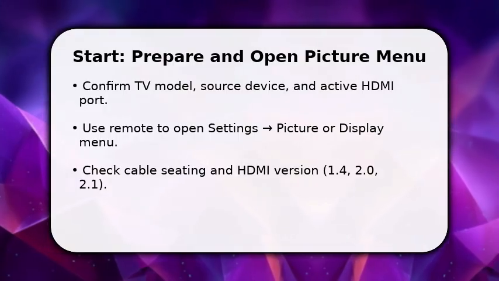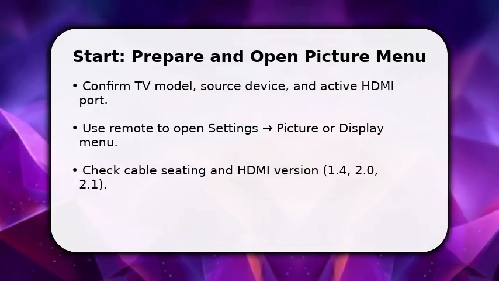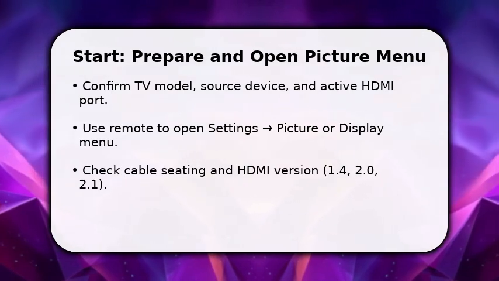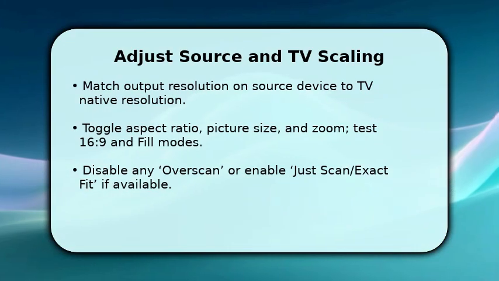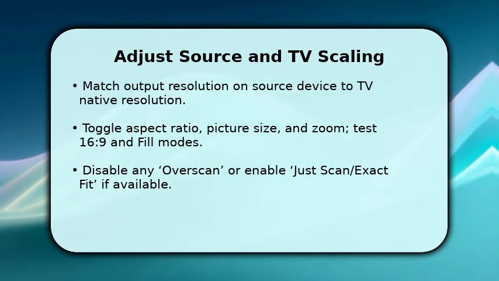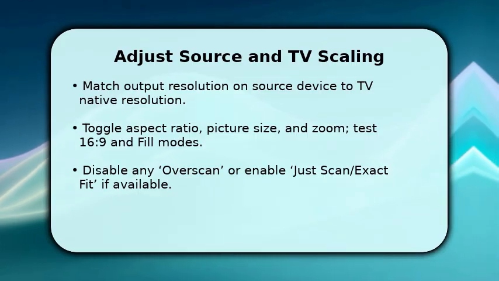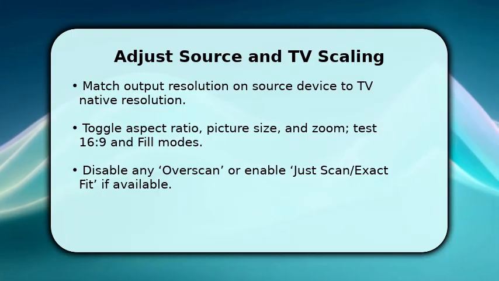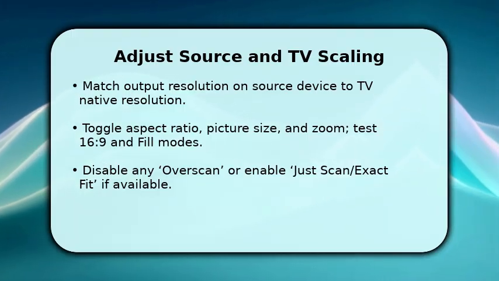Now, select the source input on the TV and stop on the live image so you can change scale and aspect in real time. You next adjust both the source device and TV scaling because mismatch causes black bars or cropped edges. On the source, set output to the TV's native resolution and refresh rate. On a PC, pick GPU scaling options instead of TV scaling.